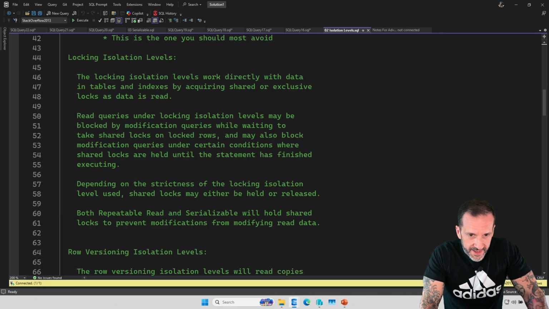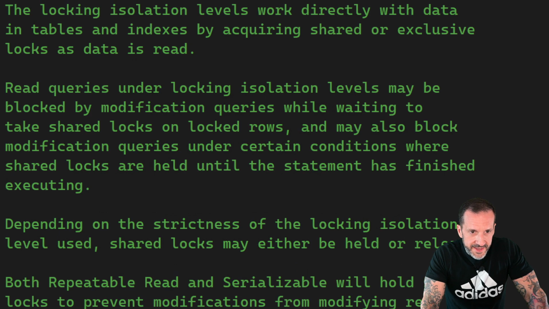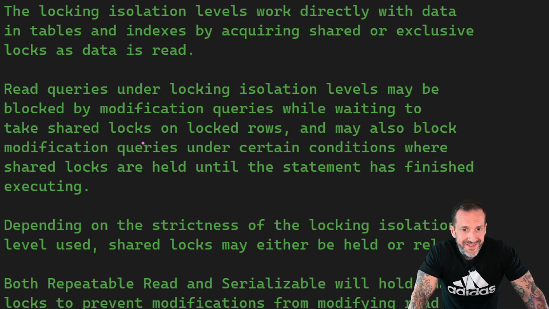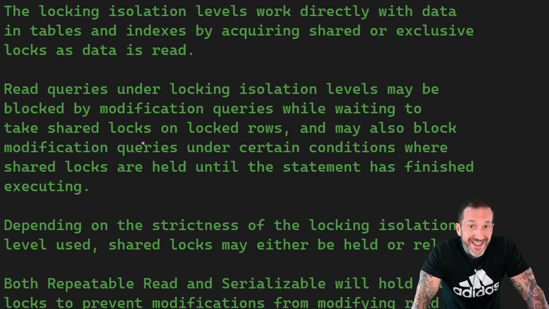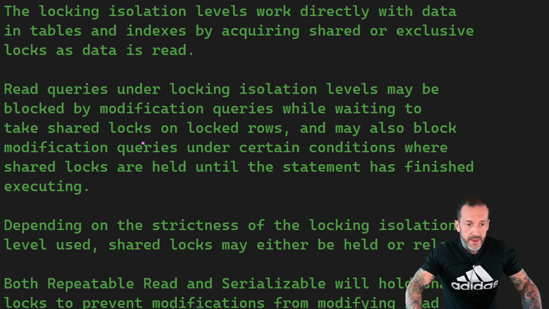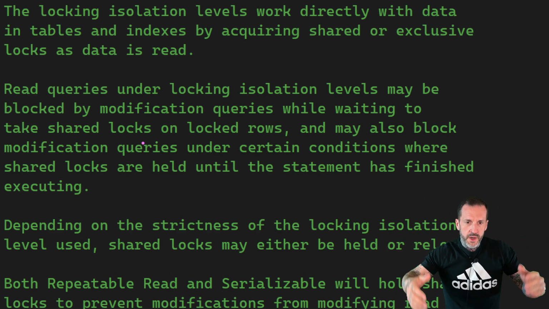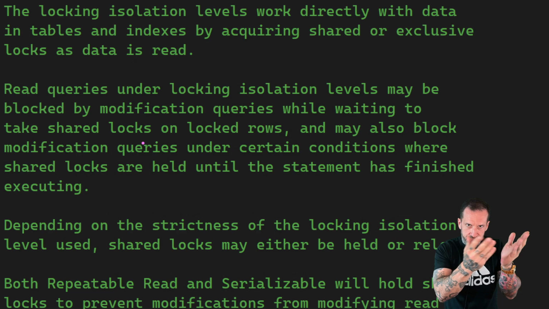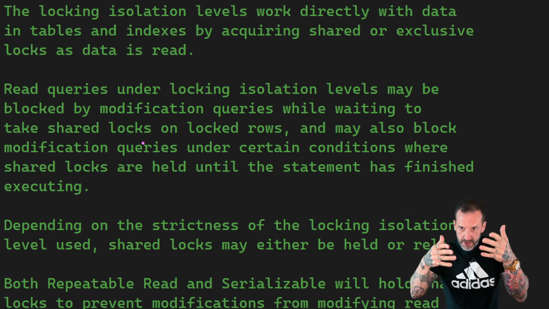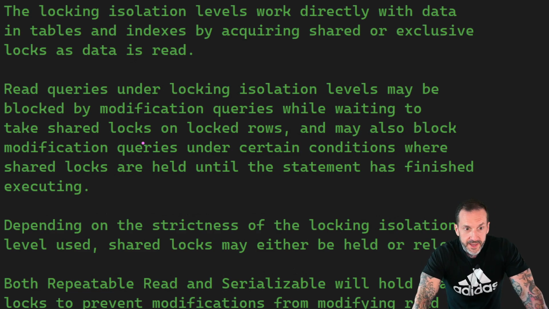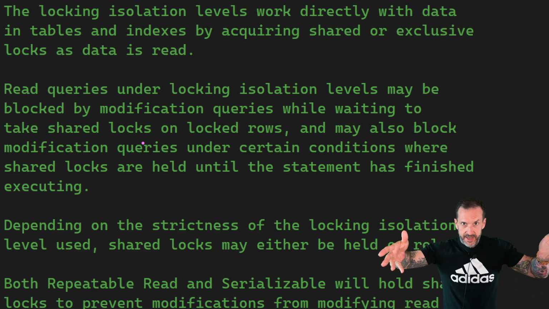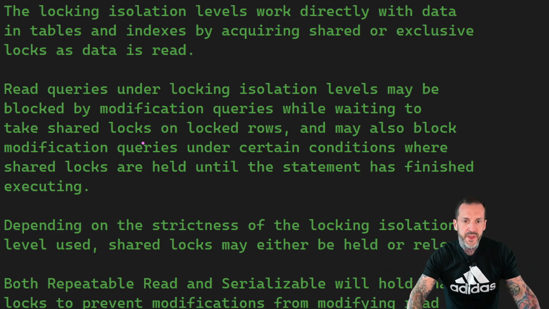So the locking isolation levels work directly with data in tables and indexes by acquiring shared or exclusive locks as data is read. That's an important thing to understand because the locks don't occur en masse, right? I guess you could specify a TABLOCK hint and have SQL Server take it all at once. But under most circumstances, as you read data, the locks are acquired. Even a TABLOCK hint isn't guaranteed to be taken the second you ask for it, because you might have competing locks that would prevent it.